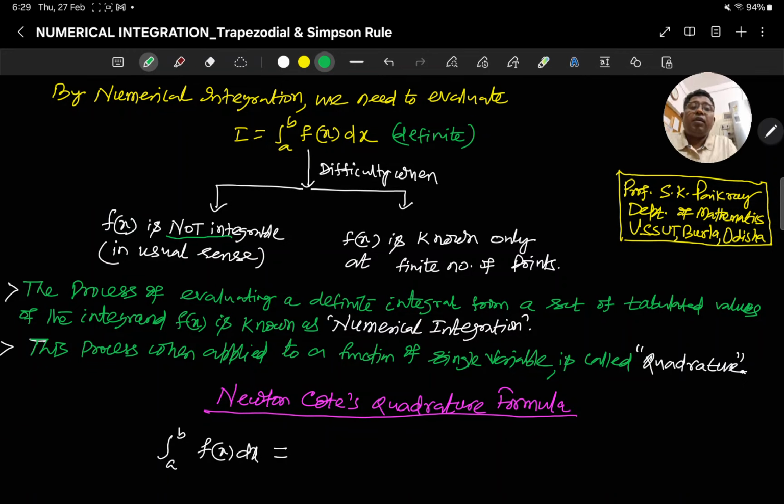Hello everyone. In this lecture, I shall discuss numerical integration. Basically, I will discuss the trapezoidal rule, Simpson's 1/3 rule and Simpson's 3/8 rule.